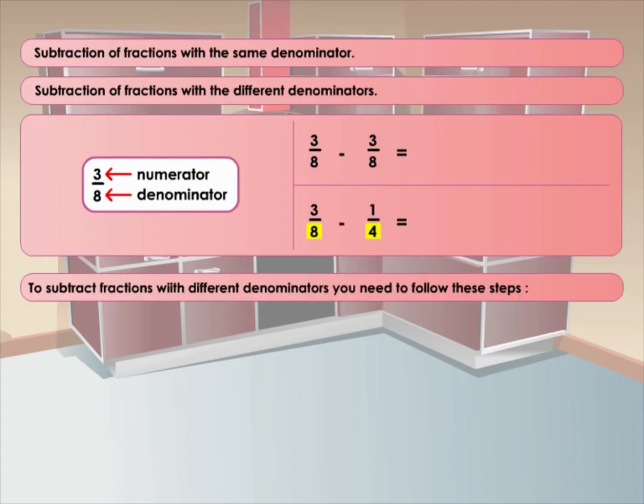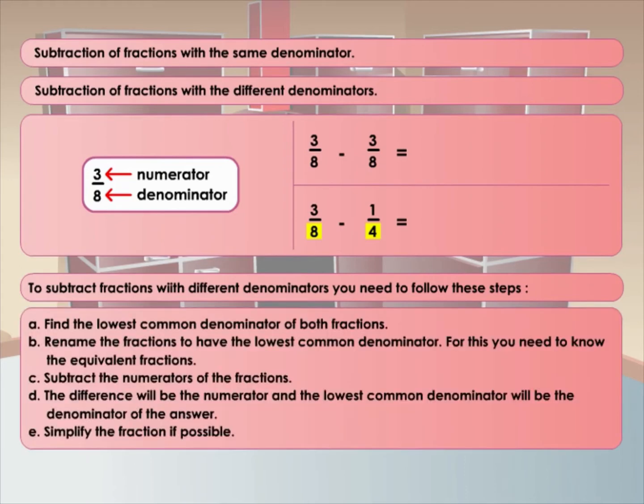To subtract fractions with different denominators, you need to follow these steps. Find the lowest common denominator of both fractions. Rename the fractions to have the lowest common denominator. For this, you need to know the equivalent fractions. Subtract the numerators of the fractions. The difference will be the numerator, and the lowest common denominator will be the denominator of the answer. Simplify the fraction if possible.